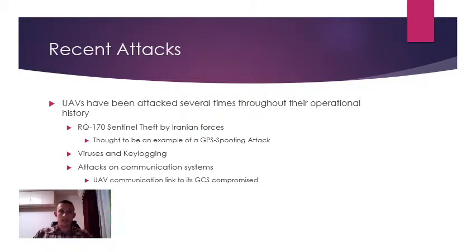It was just uncertain whether or not the Iranian forces actually had the sophistication and skills in order to make that happen. The other theory behind the RQ-170 Sentinel attack was that there was a technical malfunction that just made the UAV land in Iranian territory, and the Iranians just picked it up from there.